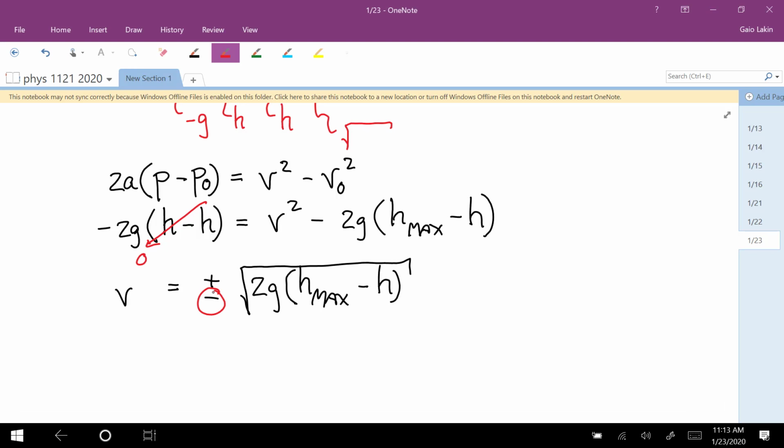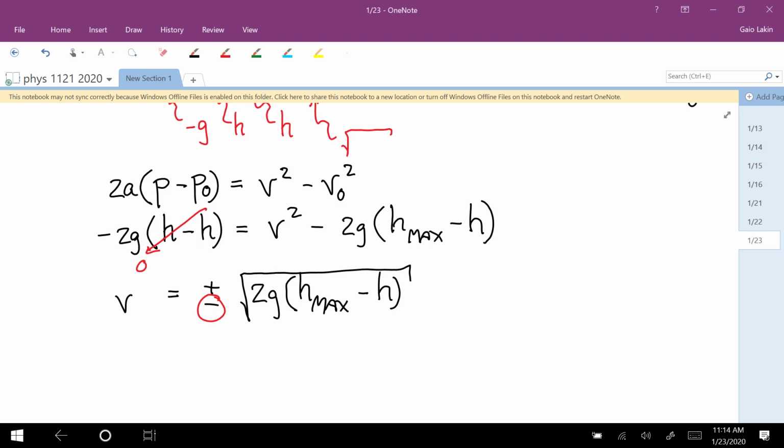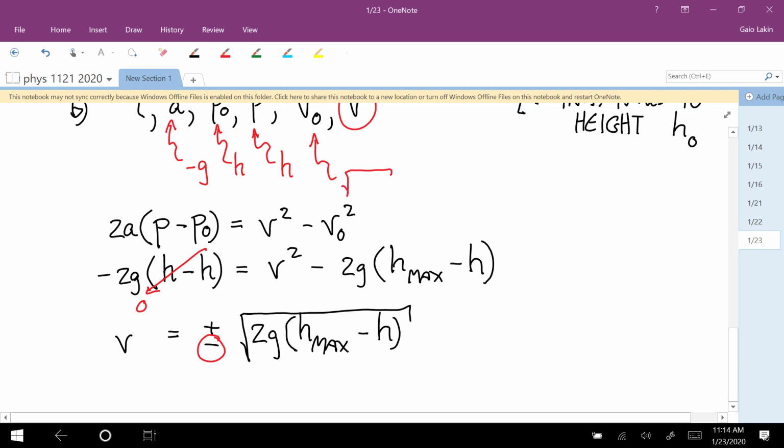Any questions about that? Yeah. What happened to the 2g on the left side? The 2. Oh, yeah, right. H minus h is 0, so the whole left side goes away. Any other questions? That's right. And since v naught is squared, the square root goes away. Yep.